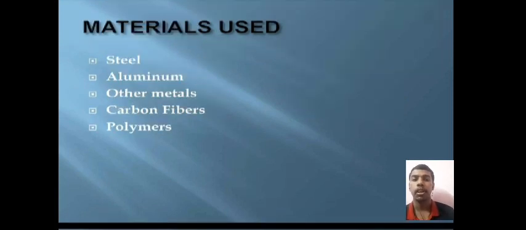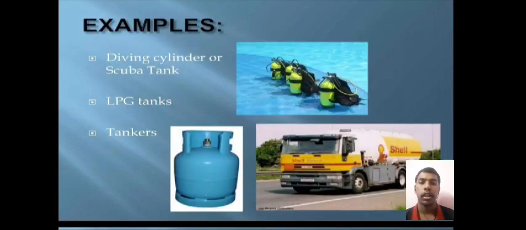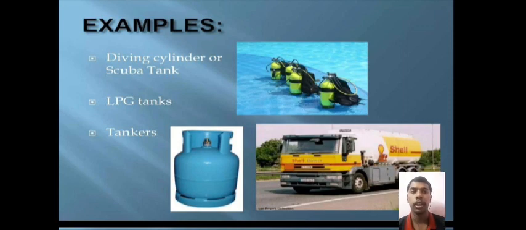Materials used for the pressure vessel are steel, aluminum, carbon fibers and polymers. Especially steel is used for manufacturing pressure vessels. There are some examples also: diving cylinder or scuba tank, LPG tanks, tankers, and you can see them as shown in the PPT. There are three photos present in it.